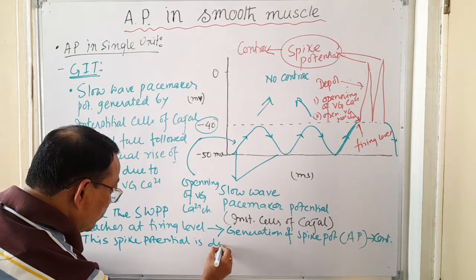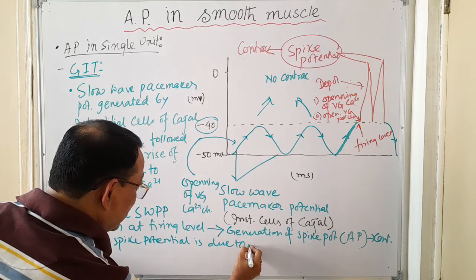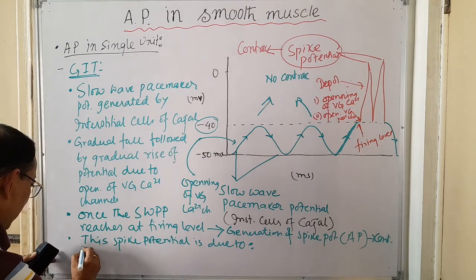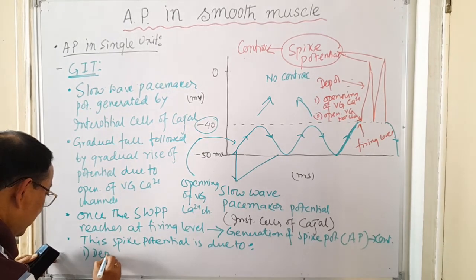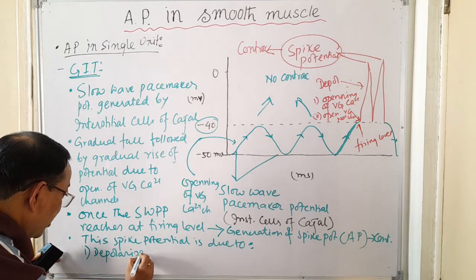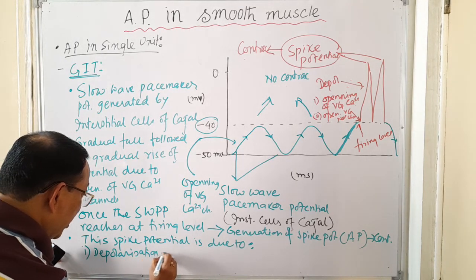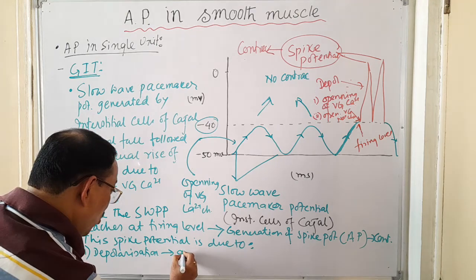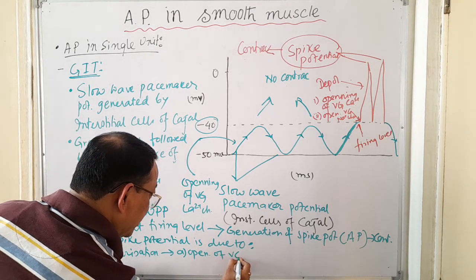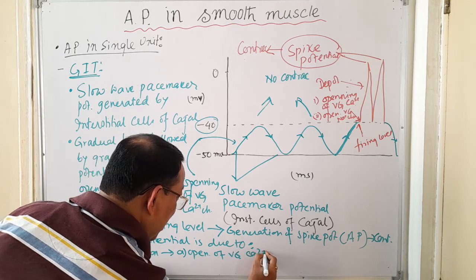So this spike potential is due to what? First one is the depolarization phase. The depolarization phase of the spike potential is due to number 1, opening of voltage gated calcium channels.